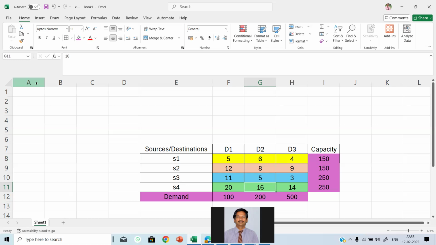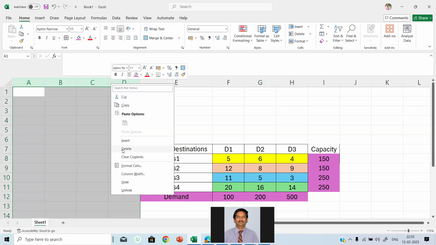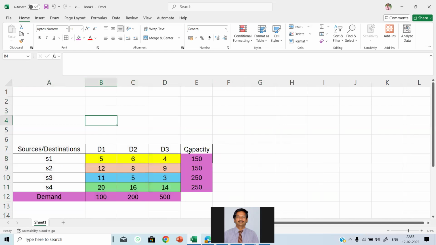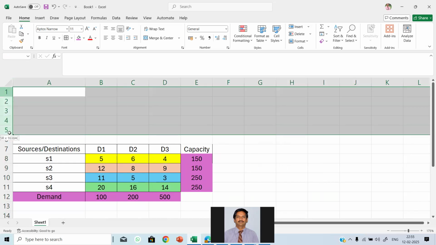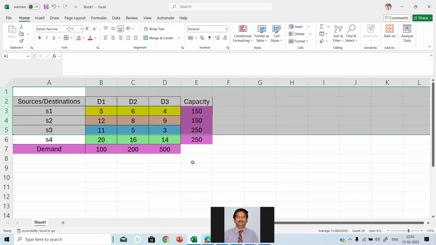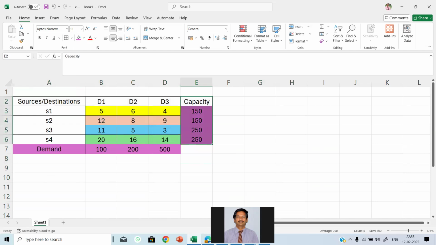But manually, if we want to identify the least cost combination or optimum cost or optimal solution of this transportation problem, so what is the problem? I think you are able to understand well. How many units to be allocated from S1 to D1? Question mark. How many units from S1 to D2? Question mark. Right? So these 5, 6, 4, 12, 8, 9, 11, 5, 3, 20, 16, 14, all these are per unit cost of transportation.